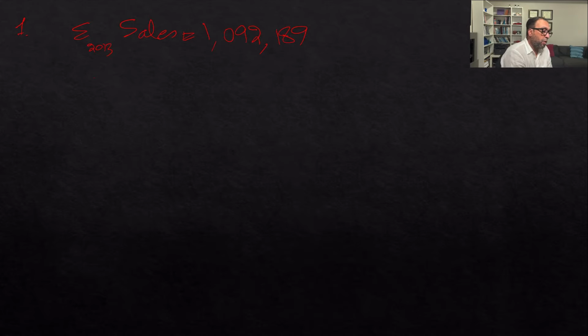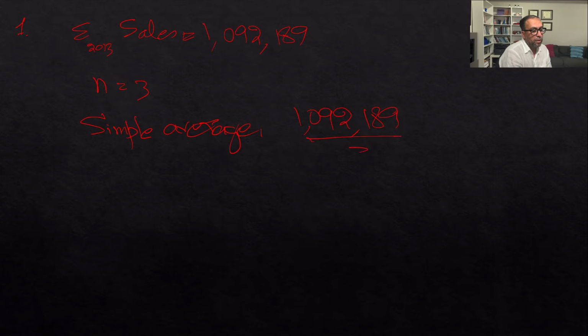How many months are in it? It's 3. So we have to divide this for a simple average. We divide this 1,092,189 by 3. So we get the average, which is 364,063. So that's our simple average in 2013.